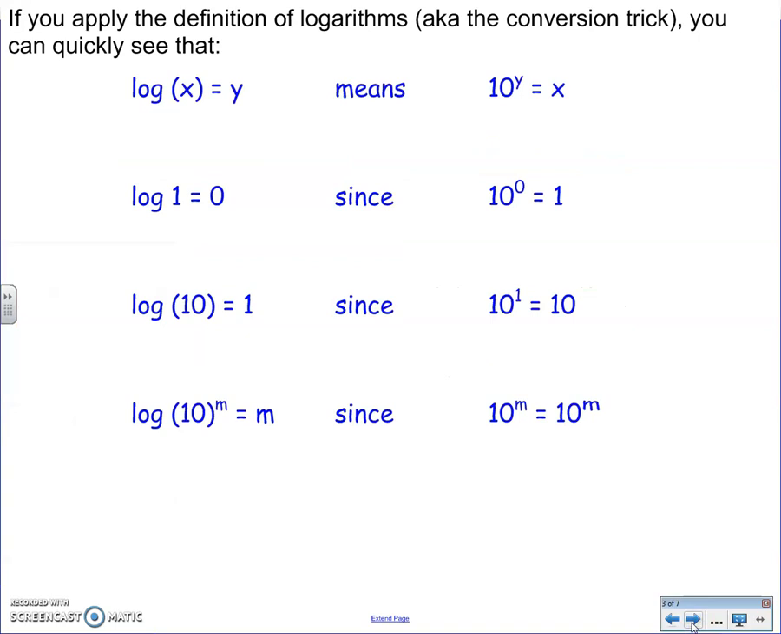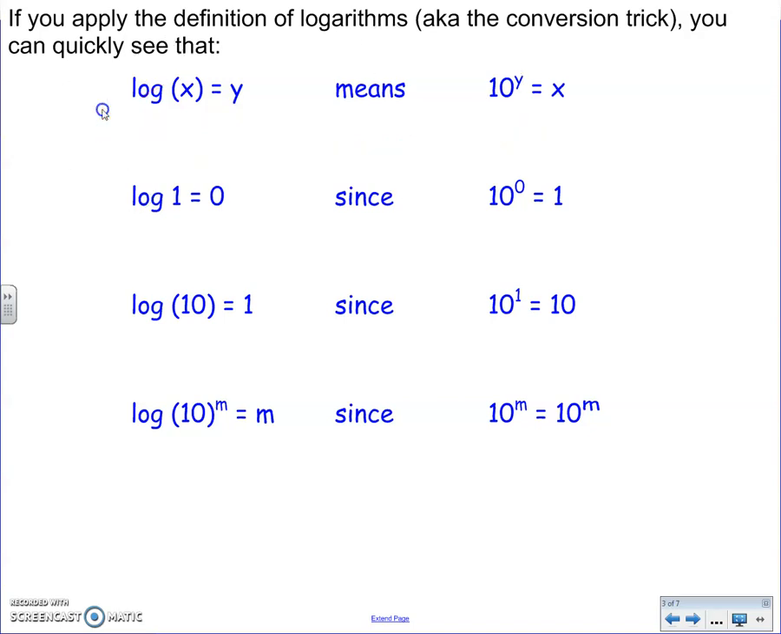If you apply the definition of logarithms, aka the conversion trick, you can quickly see that all these things are true. If you have log of x equals y, that means 10 to the y equals x. Because if I exponentiate base 10 on both sides right here, notice x equals 10 to the y. I know they write it backwards, but this is literally the same thing. 10 to the y equals x.